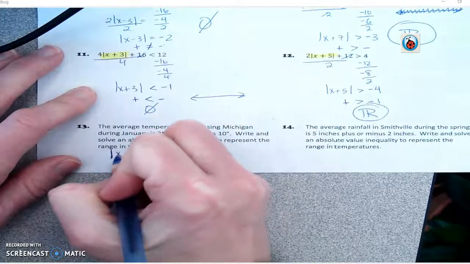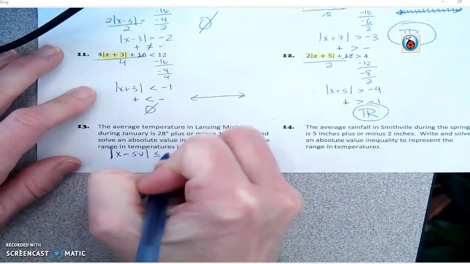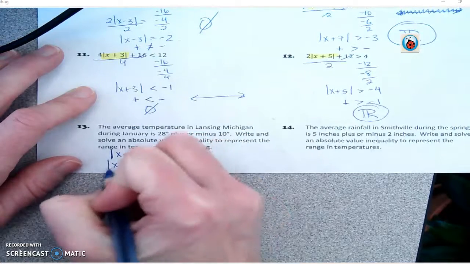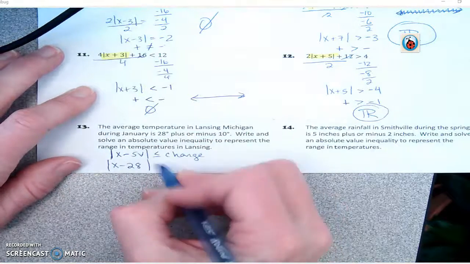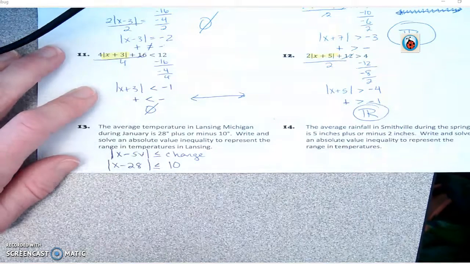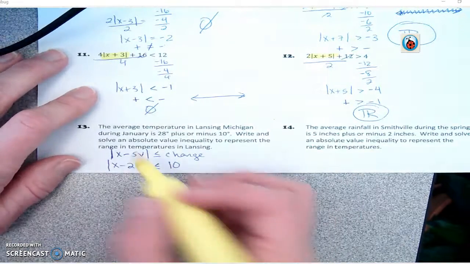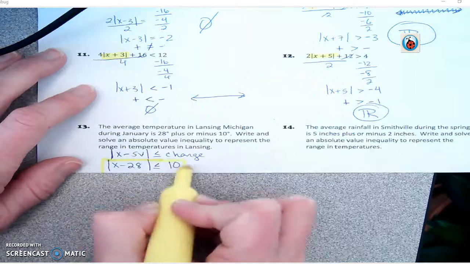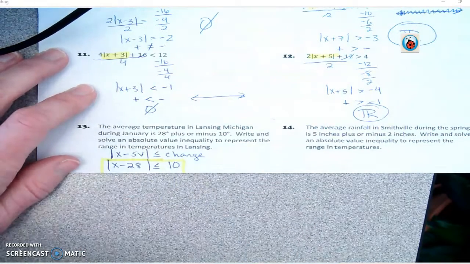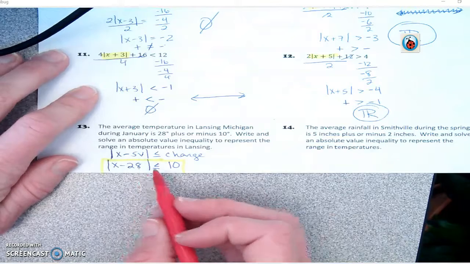So x minus your starting value less than or equal to your change. Well, what temperature did it start at? It started at 28 degrees. That was your average. And what is the change in the temperature? Plus or minus 10. So you just put 10. Okay. This is really what I am looking for, you being able to write the equation. But let's solve it just so I can show you more about what happens.